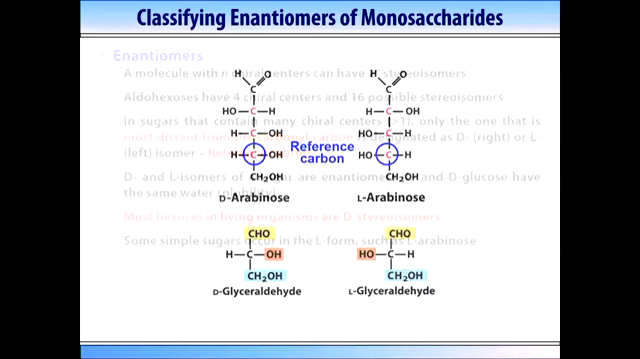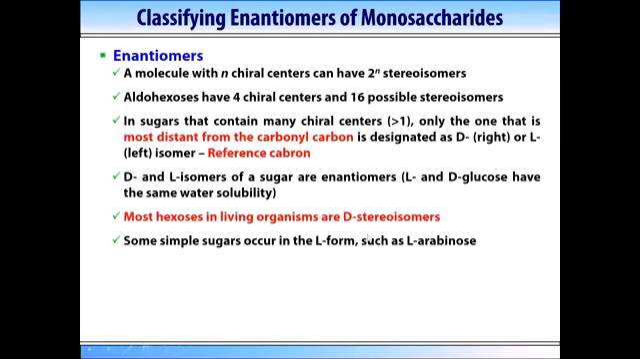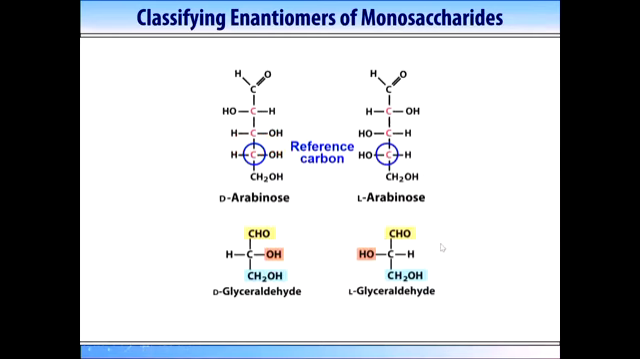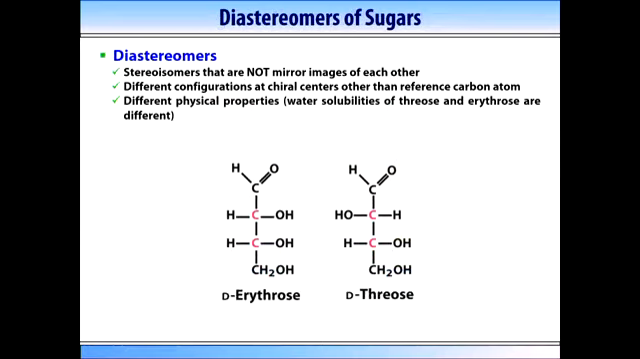Some few sugars actually occur in the L form, like this L-arabinose, but very rarely. Okay, so now we add one extra level of complexity. What are diastereomers? Diastereomers are stereoisomers that are not mirror images of each other. For example, look at these two sugars, erythrose and threose.